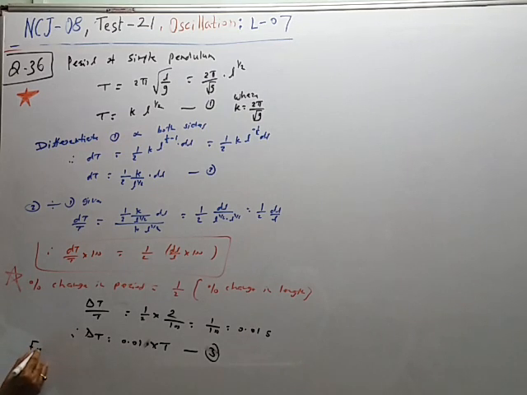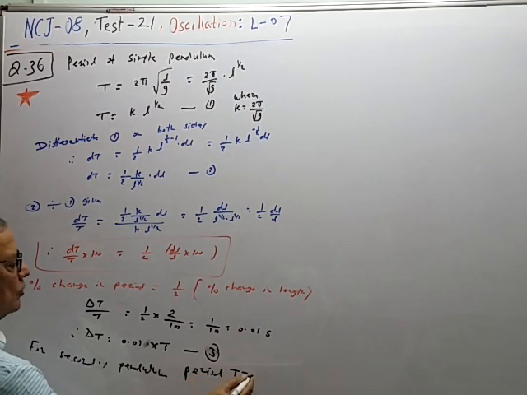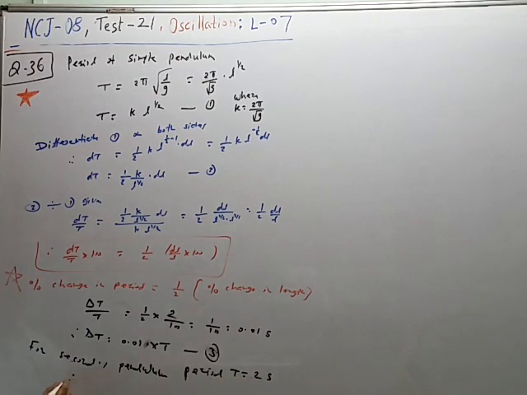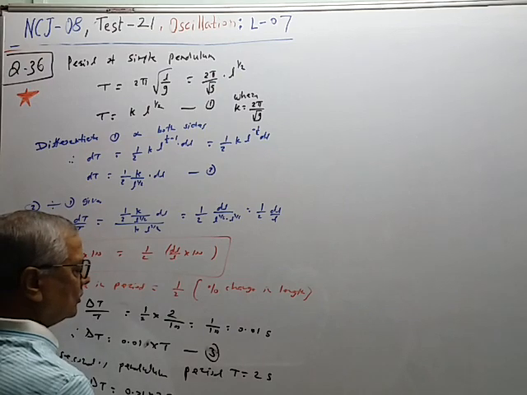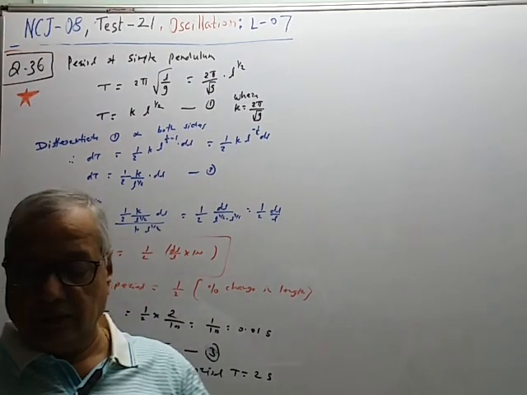For second pendulum, the problem is of second pendulum. For second pendulum, period capital T is equal to 2 seconds. Therefore, delta T is equal to 0.01 multiplied by 2, that is equal to 0.02 seconds. This is equation 4.